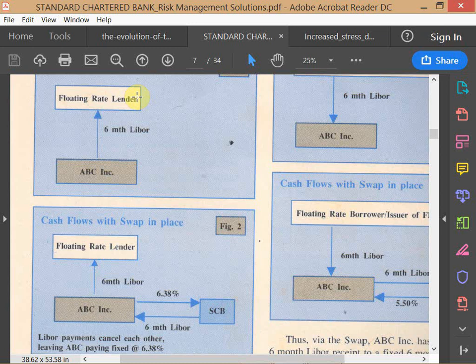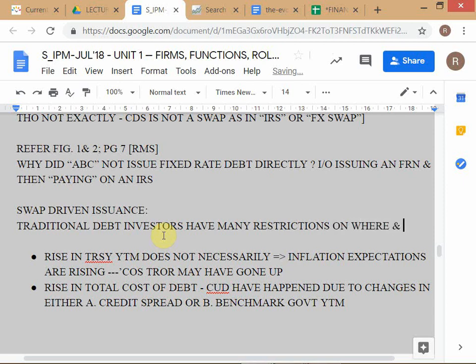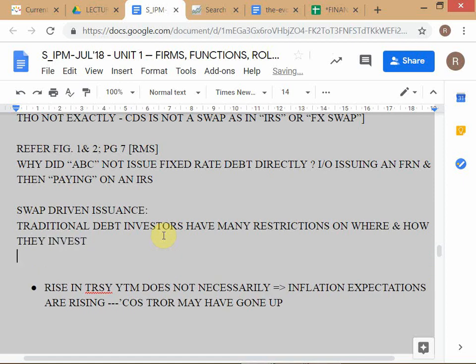Okay? So the point to understand is, why do we have this kind of swap-driven issuance? This is called swap-driven issuance if it happens on the same day. Okay? What happens is, because the, let's say, traditional debt investors, traditional debt investors have many restrictions on where and how they invest. Okay.